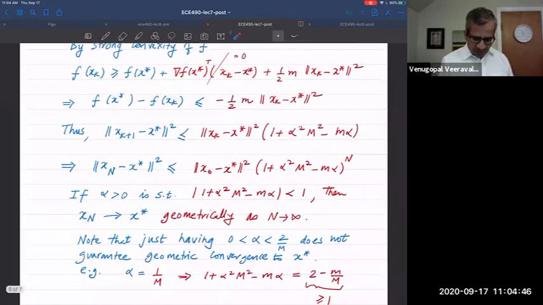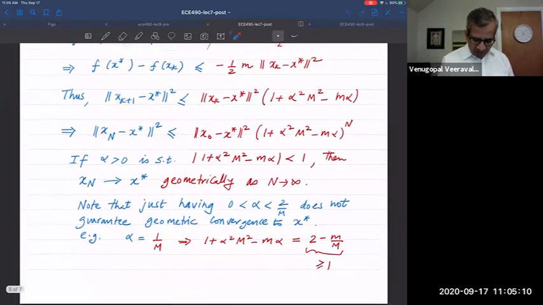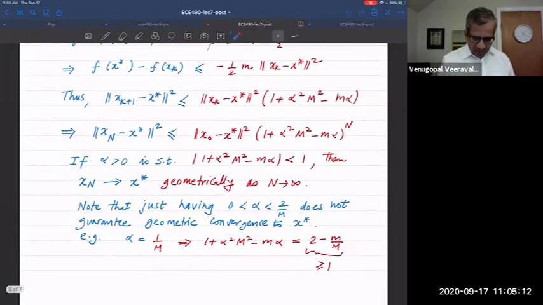Under this strong convexity assumption, we concluded that the rate of convergence can improve dramatically. It goes from inverse linear to an exponential decrease, so a geometric decrease, in that x_n approaches x star geometrically as n goes to infinity. But in order to get that, alpha being between 0 and 2 over M, or 2 over L, or whatever you want to call it, is not enough. You need to make alpha a little bit smaller.